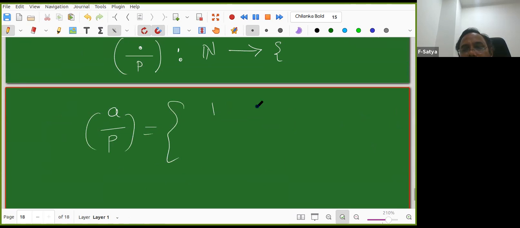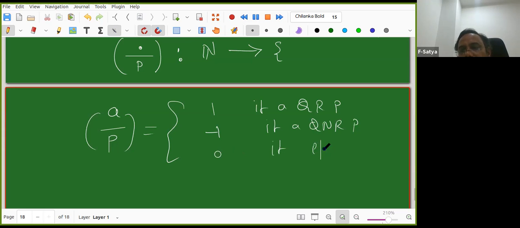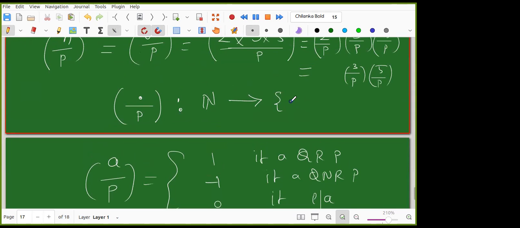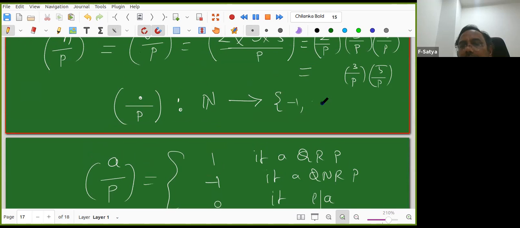It is 1 if A is a quadratic residue modulo p. It is -1 if A is a quadratic non-residue modulo p, which is equal to 0 if p divides A. We are not taking only the case (A, p) GCD 1, right? But if p divides A, it is defined as 0. So then it is a map from where to where? Can somebody help me? -1, 0, 1. Yeah, -1, 0, 1. Okay, yeah, this is a function.